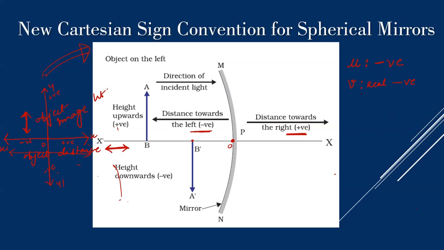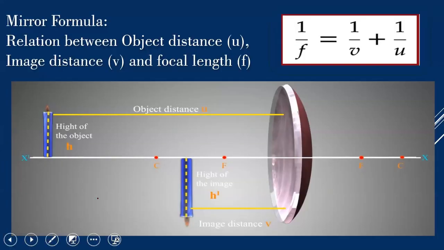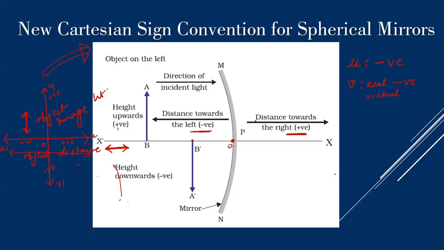Okay, but if the image formed is a virtual image, that means the image will be formed behind the mirror. So this is the place where it is going to be formed. Now over here we know this is the distance, so v will be positive.